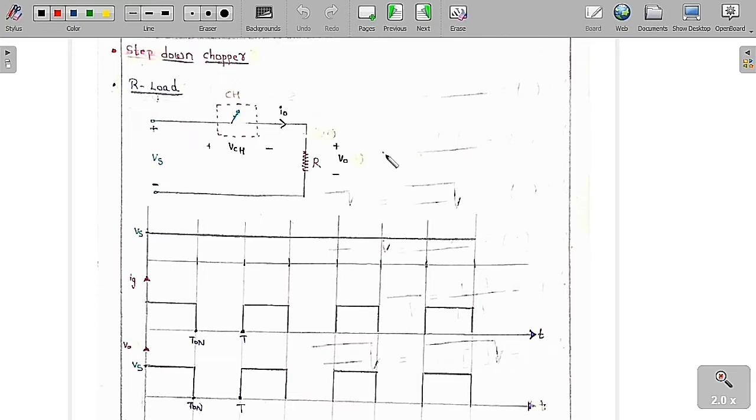The main aim of this lecture is to discuss choppers in a very detailed manner.